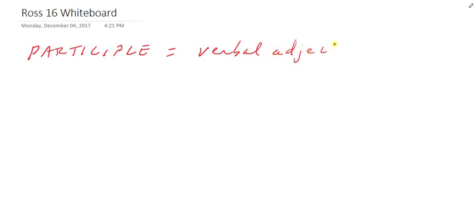Okay, so Ross chapter 16 introduces us to a new set of verbal forms known as the participle. A participle is a verbal adjective. Say that with me. A participle is a verbal adjective. So look carefully at that expression, verbal adjective.